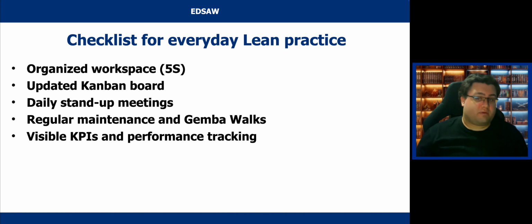Regular maintenance and Gemba walks. Workplaces and processes need to be inspected on site, talking to employees and looking for small improvements. And finally, visible KPIs, i.e., performance indicators. When the results of work are clearly displayed on a board or in a system, the team can better see their progress and know what needs to be done, improved, or what is next. This checklist shows that lean is not complicated. It is more of a set of simple habits that, when followed daily, will transform into a lasting culture of efficiency.